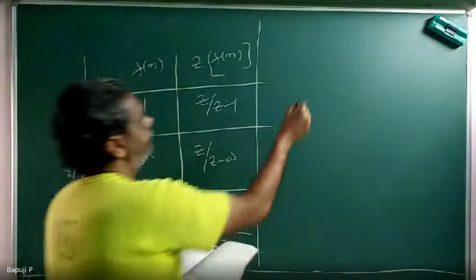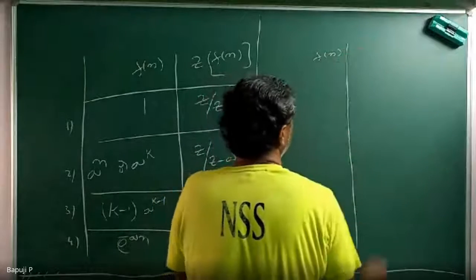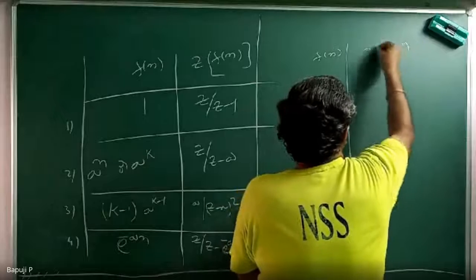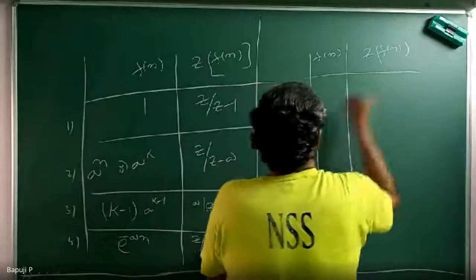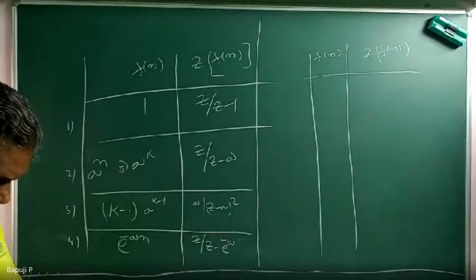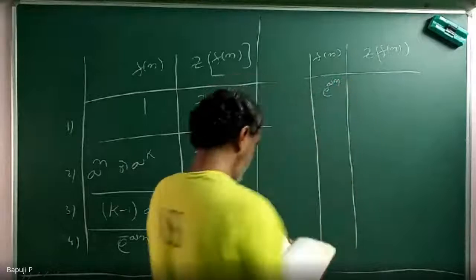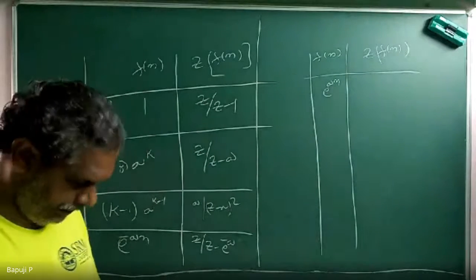Then again, right after, where I got e power minus a. Similarly, you will get e power a. So Z of e power a. So these all are, but they may ask for proofs also. We will do them, don't worry.